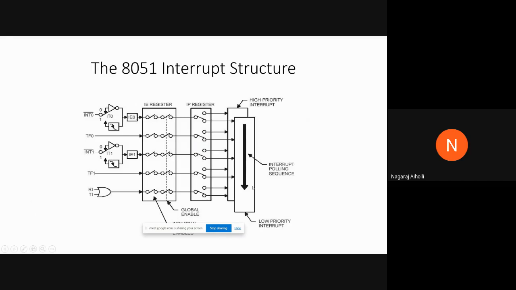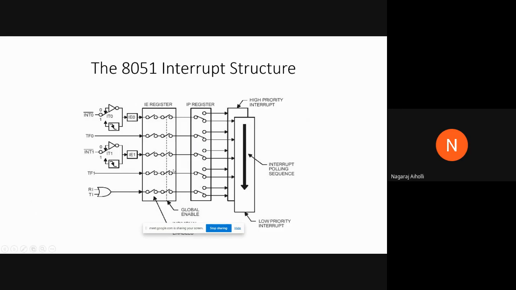As we see at the last, in this vertical block, when the external interrupt 0 has the highest priority, this is the polling sequence. Just now we discussed the polling sequence. External interrupt 0 has the highest priority. The next priority goes to the timer 0 overflow interrupt. Then the third priority is for external interrupt 1. The fourth priority is for the timer 1 overflow interrupt. And the last priority is for the serial port interrupt.